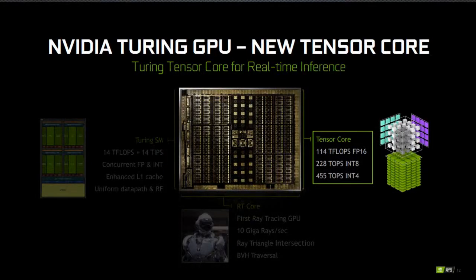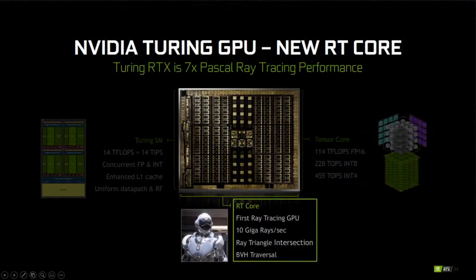Second one is tensor cores. Simply, Turing tensor cores accelerate the matrix-matrix multiplication at the heart of neural network training and inferencing functions. Third one, and the most important one, is RT cores. RT cores accelerate bounding volume hierarchy (BVH) traversal and ray triangle intersection testing functions.